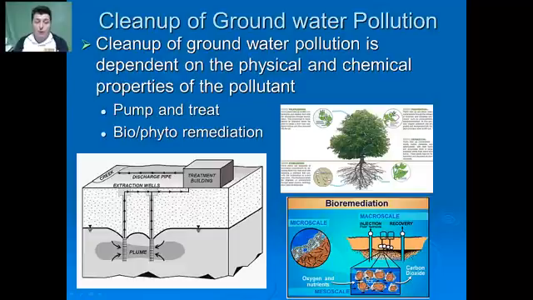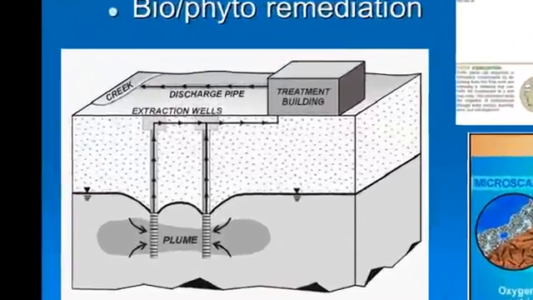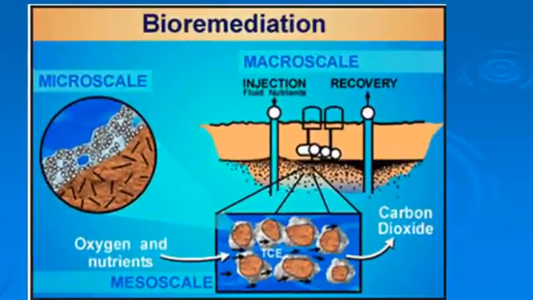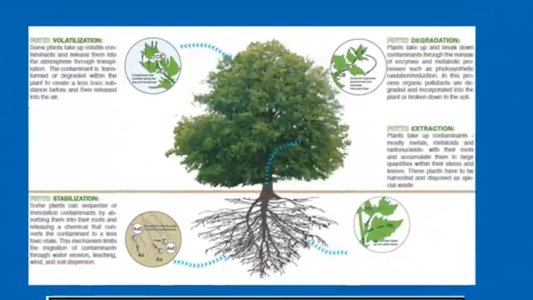Cleanup of groundwater pollution is really dependent on the physical and chemical properties of that pollutant. For some pollutants, we need to drill down and actually pump the pollutant out up to the surface so that it can be treated and then properly disposed of. In other cases, depending upon the type of chemical that we're dealing with, we might actually inject down into the pollutant certain bacteria along with nutrients and oxygen so that the bacteria could bioremediate. The bacteria will actually consume the pollutant and convert it perhaps into a less harmful substance.